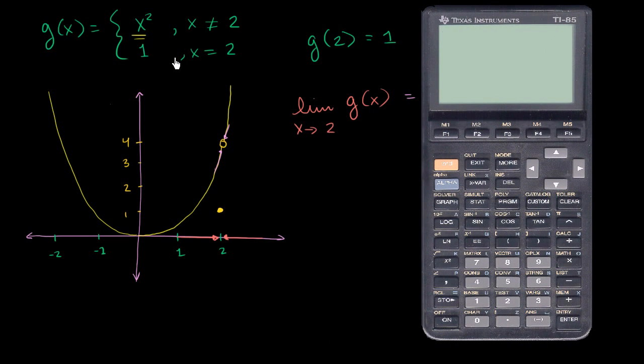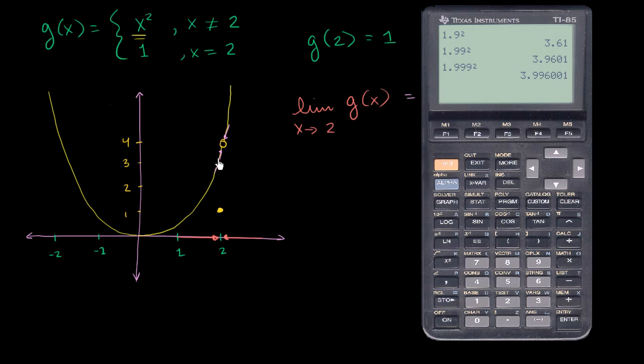So let's try 1.9. For x is equal to 1.9, you would use this top clause right over here. So you'd have 1.9 squared, and so you'd get 3.61. Well, what if you get even closer to 2? So 1.99, and once again, let me square that. Well, now I'm at 3.96. Well, what if I do 1.999999, and I square that? And I'm getting 3.996.